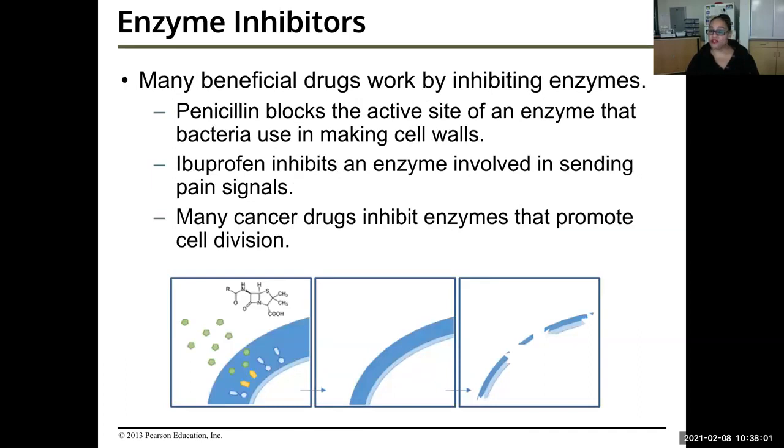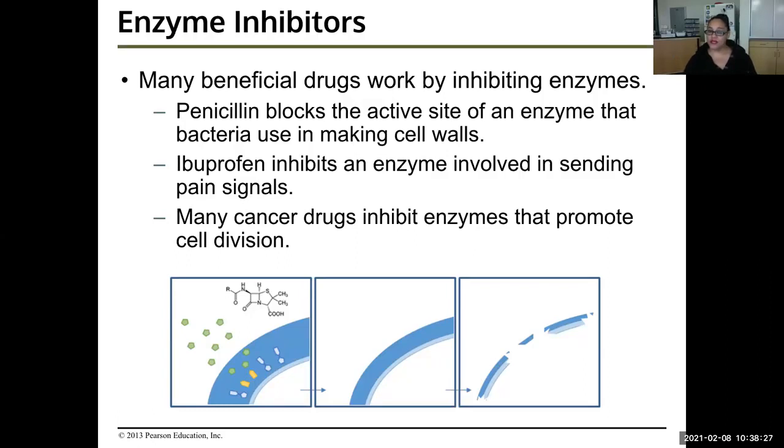Many beneficial drugs work by inhibiting enzymes. Penicillin blocks the active site of an enzyme that bacteria use in making cell walls. If bacteria doesn't have its cell wall, it's easier to kill. Ibuprofen inhibits an enzyme involved in sending pain signals. So when you take ibuprofen, Advil, Motrin, it's actually blocking whatever pain you're feeling.